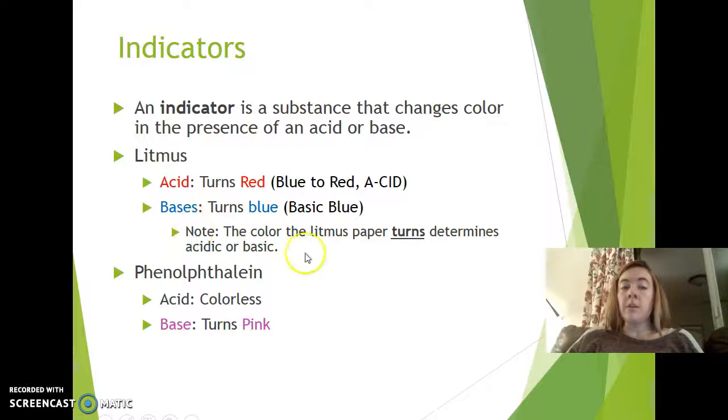Now, notice here, it's not the color of paper that you start with, it's the color that the paper turns to, which determines whether or not it's acidic or basic. The other major indicator that we use is called phenolphthalein. Phenolphthalein is a clear chemical that you drop in whatever your solution is. If it's acidic, it remains colorless, but if it's basic, it turns pink.